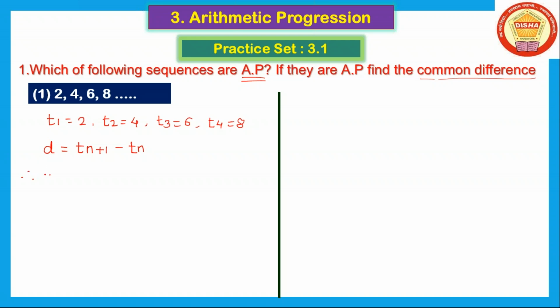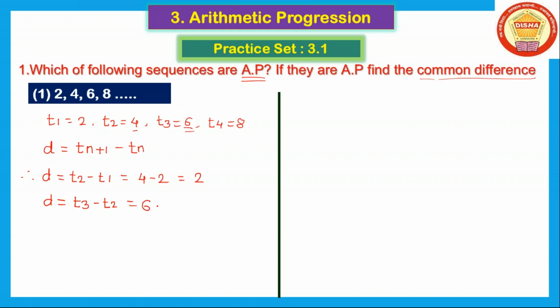So here we find d is equal to t2 minus t1. The second term in the sequence is 4. 4 minus 2 is equal to 2. Then again we find the difference between the next terms, that is t3 minus t2. Then in the given example, t3 is equal to 6.